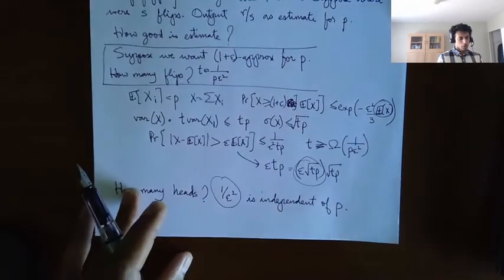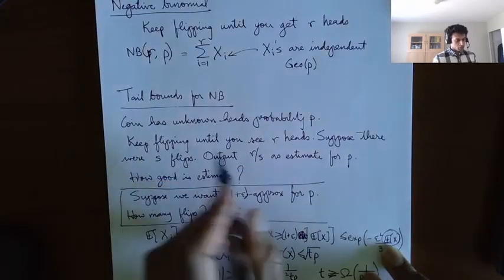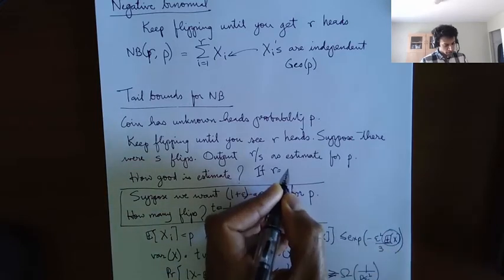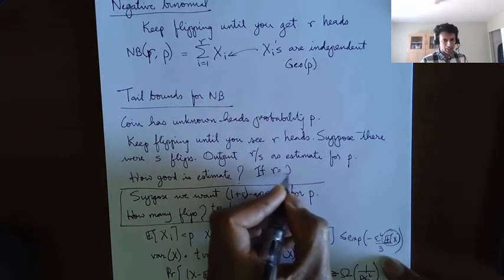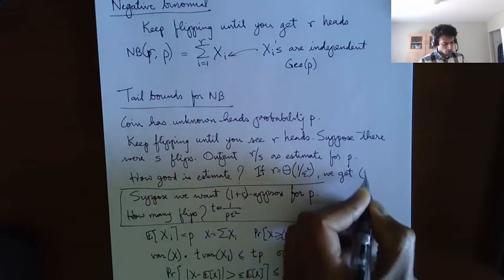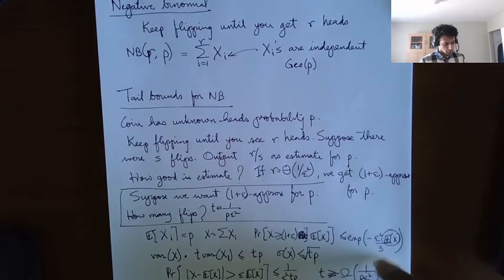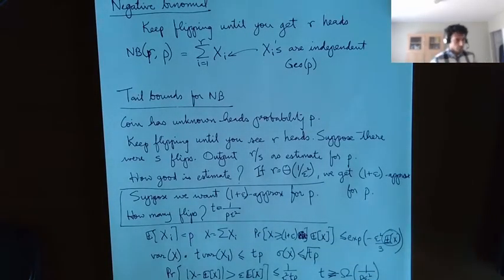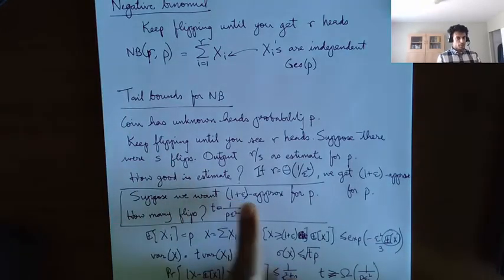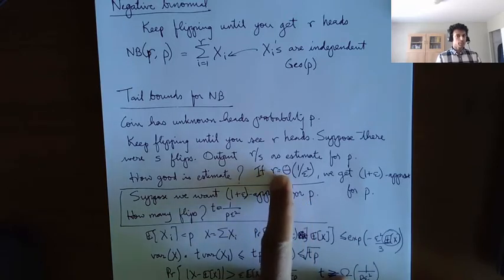Which is why sometimes looking at the negative binomial is convenient, because you can say keep flipping until you see r heads. If r is, and I put equality, but I basically mean thetas over there, 1 over epsilon squared, we get a 1 plus epsilon approximation for p. Okay, does this make sense? This is a really important point. When you talk about the negative binomial and you want a 1 plus epsilon approximation for p, then you can simply specify how many heads you need to see.